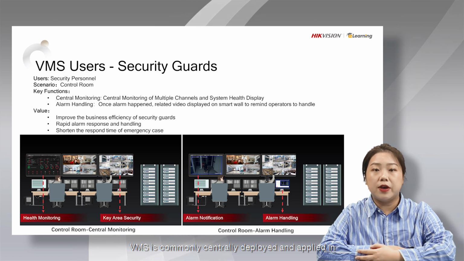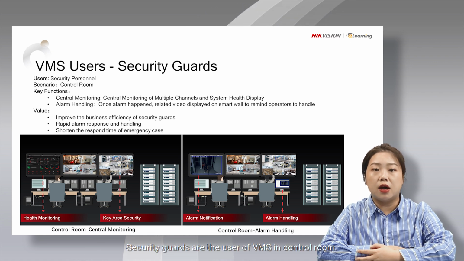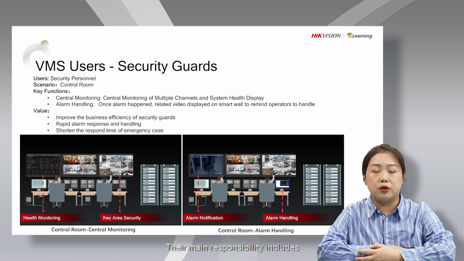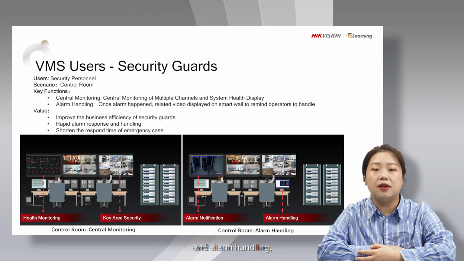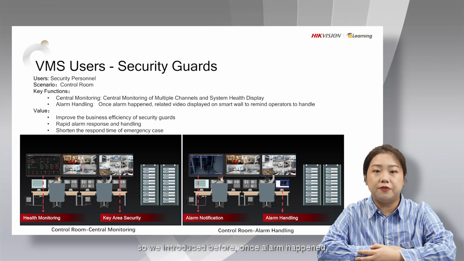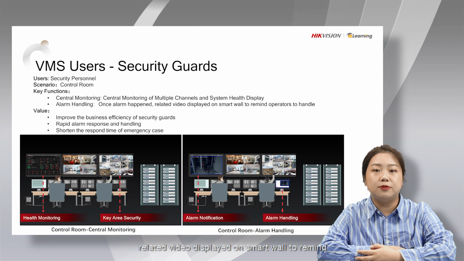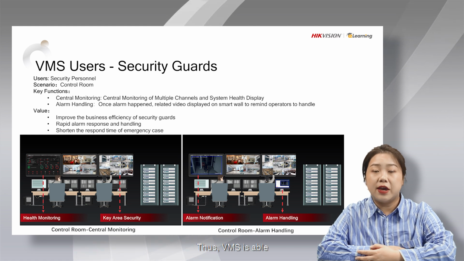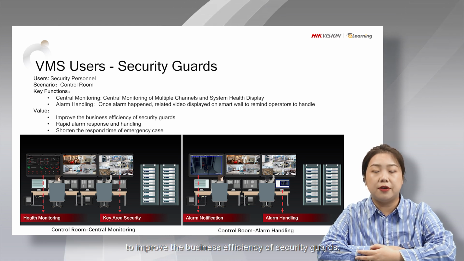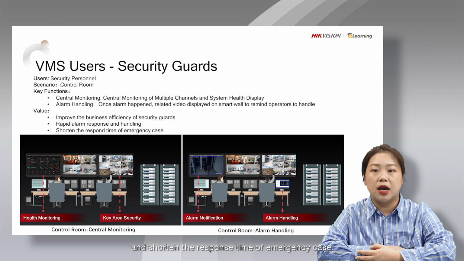Okay, so now we know VMS is commonly centrally deployed and applied in a control room. Security guards are the users of VMS in a control room. Their main responsibilities include central monitoring of multiple channels, system health display, and alarm handling. As we introduced before, once an alarm happens, related video is displayed on the smart wall to remind operators to handle. Thus, VMS is able to improve the business efficiency of security guards, lead to rapid alarm response and handling, and shorten the response time of emergency cases.